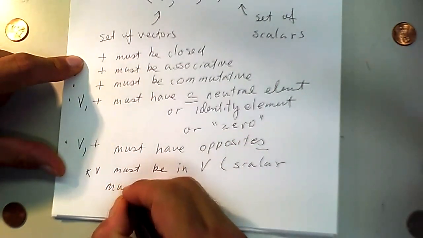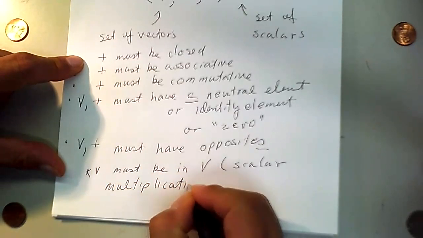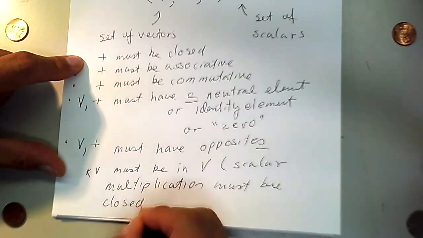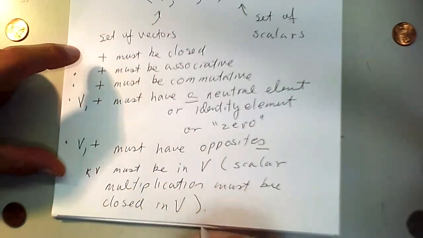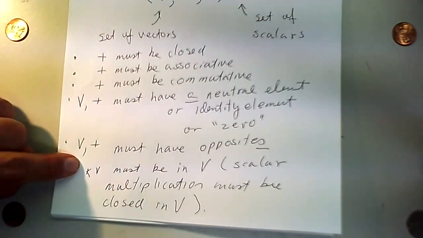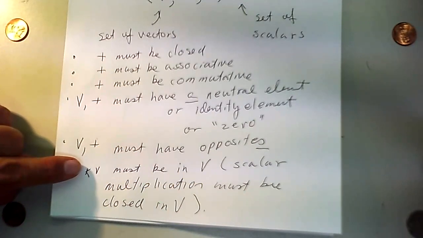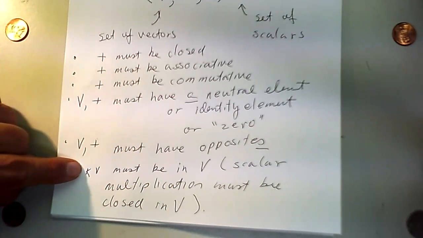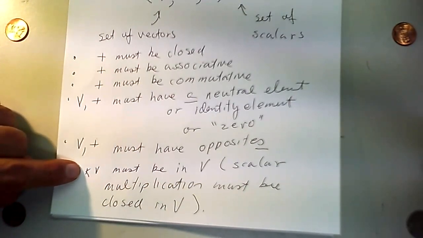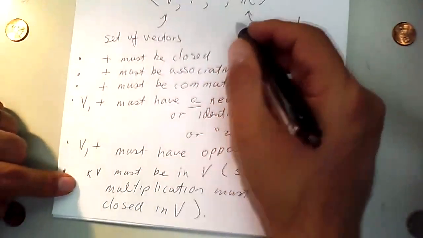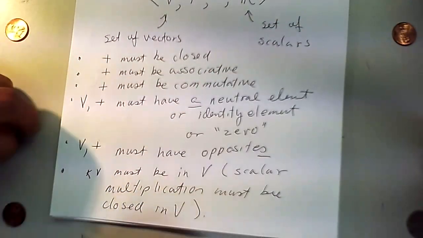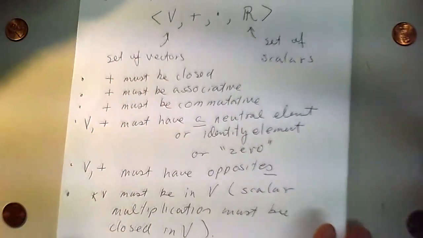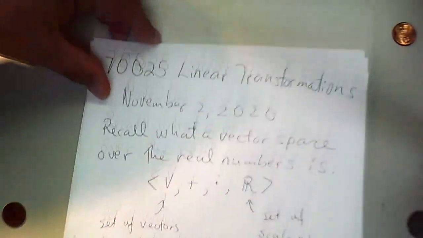Scalar multiplication must be closed in V. Because somebody could say, well, why can't we ask the multiplication to be closed in R? Multiplying a scalar, which is a real number in this case, times a vector, why can't we ask it to be back in the real numbers? We could, but then that is not a vector space. We have to go back to the vectors. So that's 6, 4 to go.